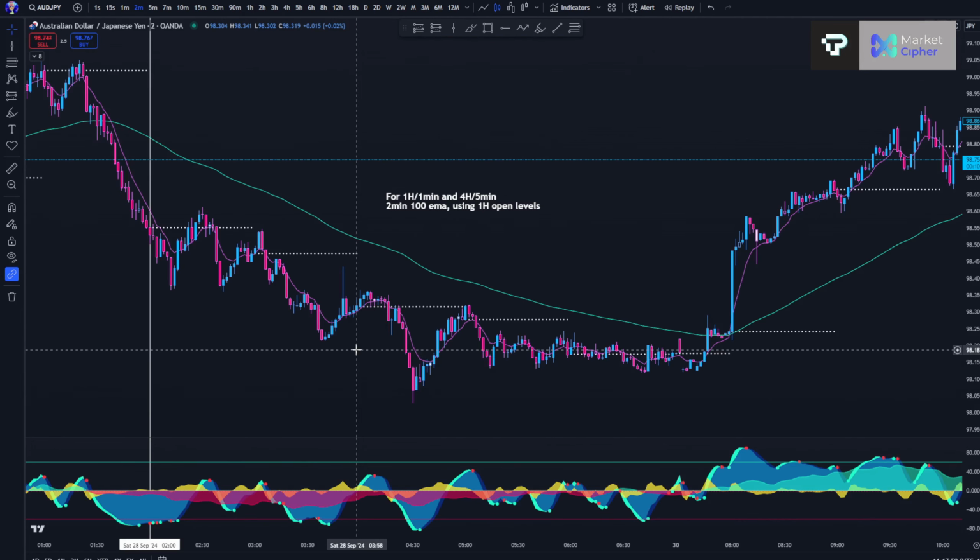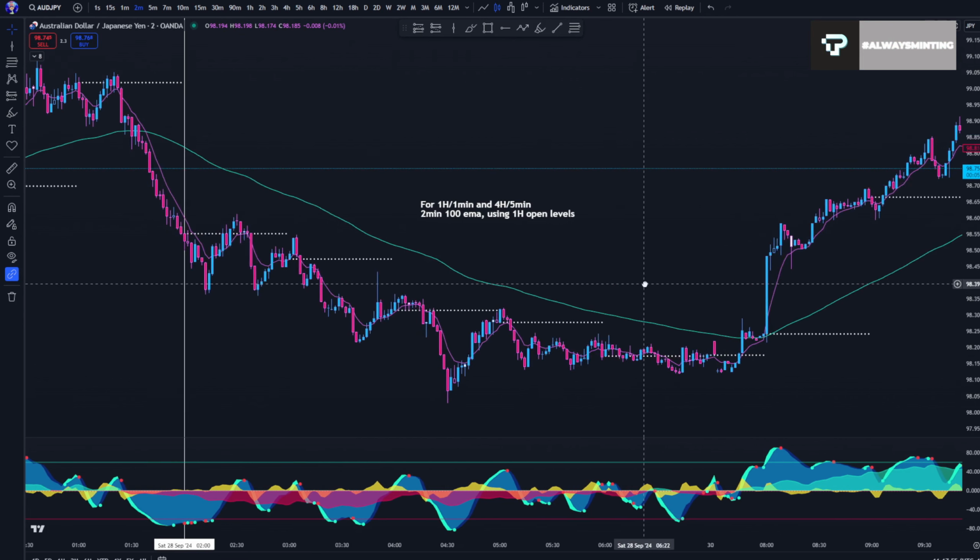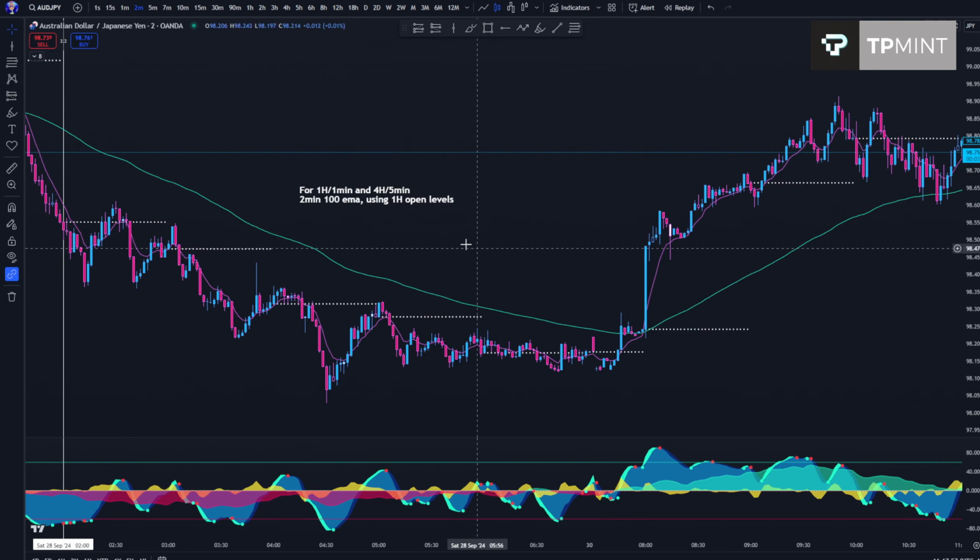The purpose of it is to just help you guys reduce the amount of time frames that you're flicking between, to give you a better perspective of trend as well as high probable entries.